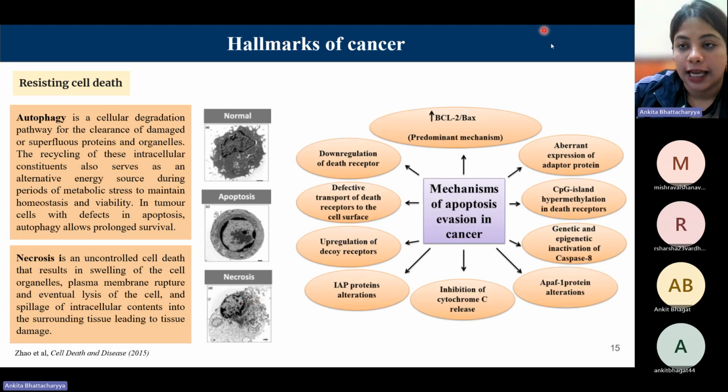And there are multiple mechanisms for evasion of apoptosis. In cancer, the most predominant mechanism is increase in BCL2 or BAX, which are anti-apoptotic proteins. And these are all sub-steps. I'm not going into details about them. You have to be more familiar with the technique. But yes, there are multiple strategies by which apoptosis or programmed cell death is evaded or is resisted or is avoided by cancer cells. Therefore, it has been included as a hallmark of cancer.